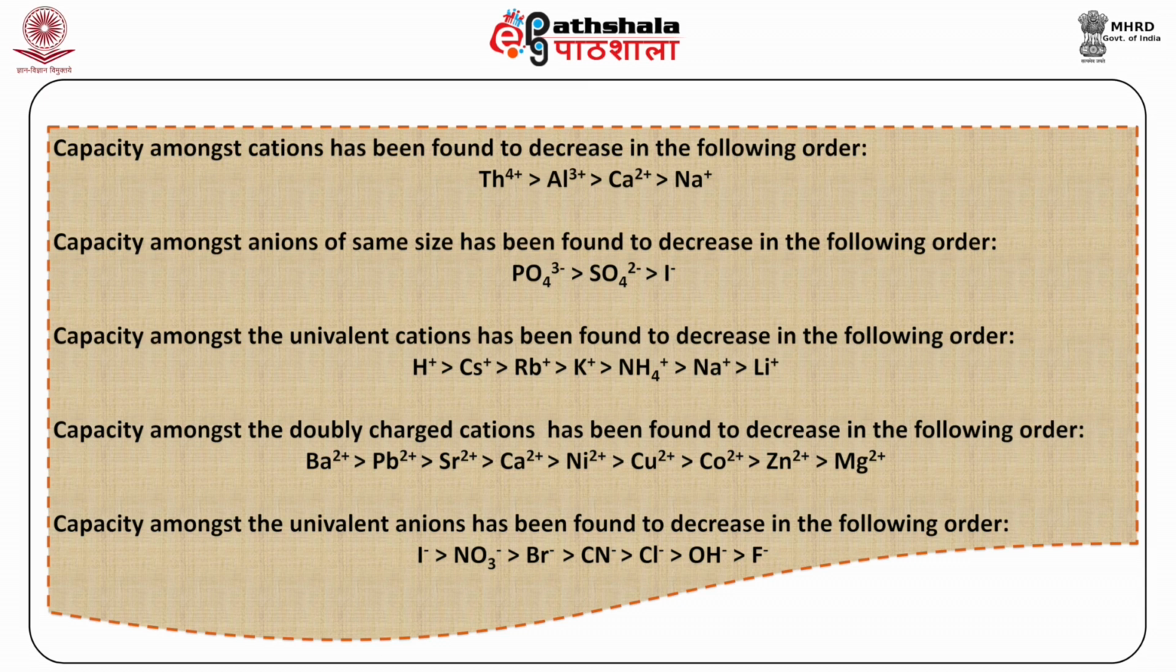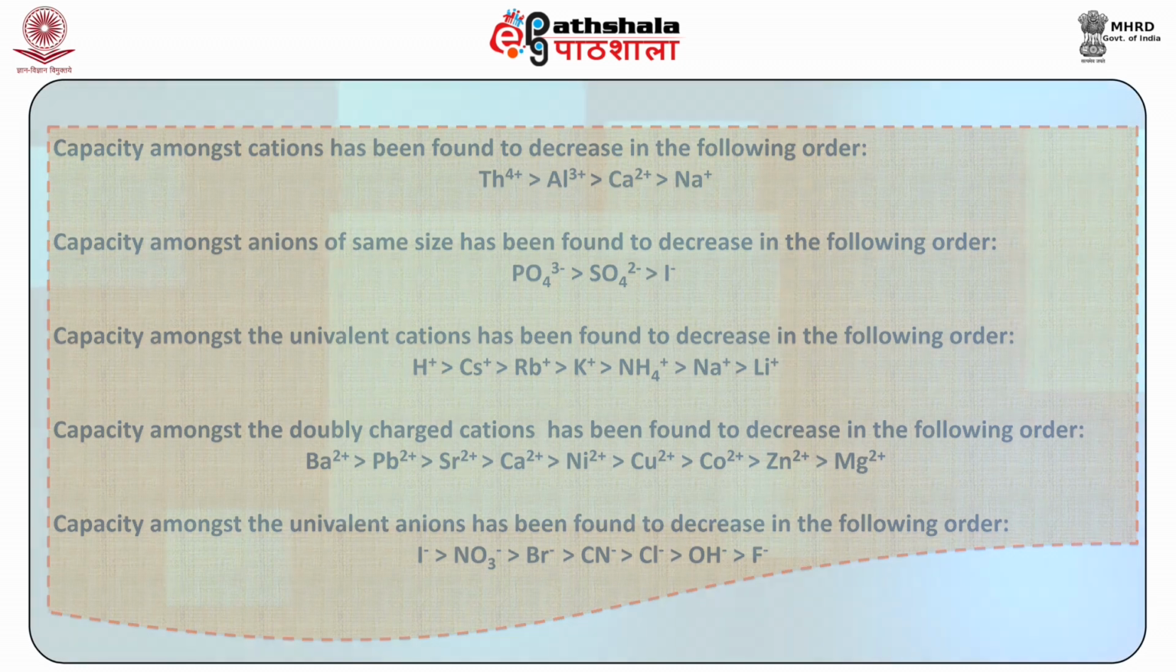If we compare the ions carrying the same charge, the size of the hydrated ions plays an important role to determine their capacity to undergo exchange reactions. Thus, amongst the univalent cations, the capacity has been found to decrease in the given order. Amongst the double charged cations, the capacity has been found to decrease in the order from barium to magnesium. Amongst the univalent anions, the capacity has been found to decrease in the order where the iodide is maximum, followed by nitrate, bromide, cyanide, chloride, hydroxide and the fluoride ions.